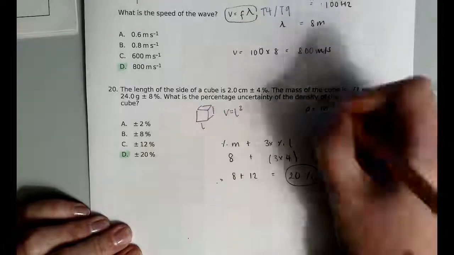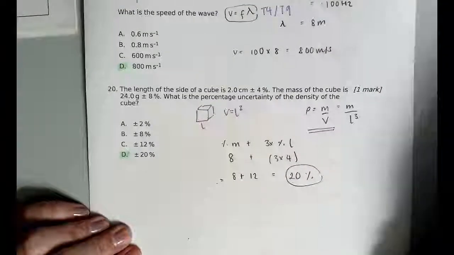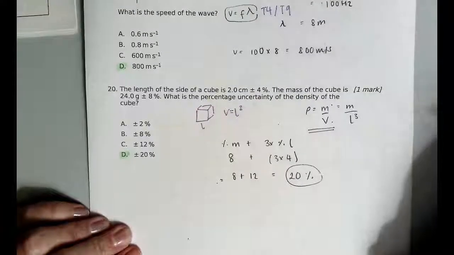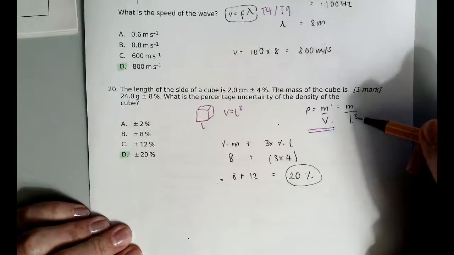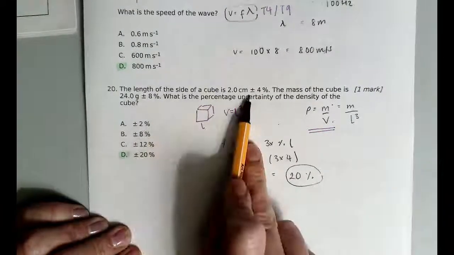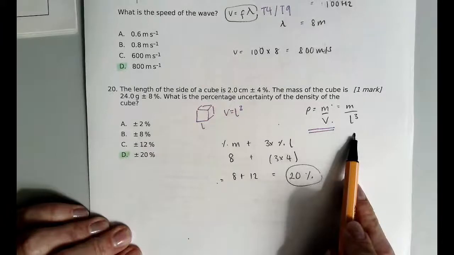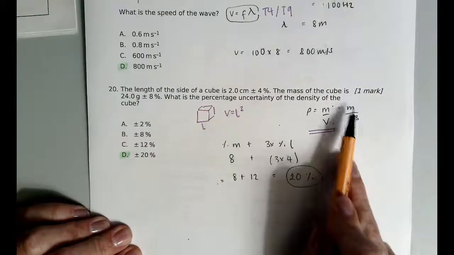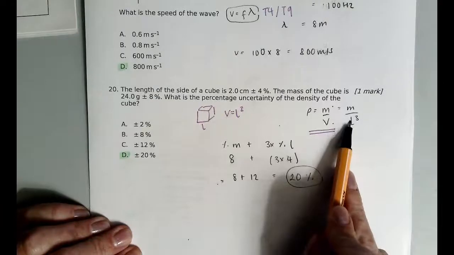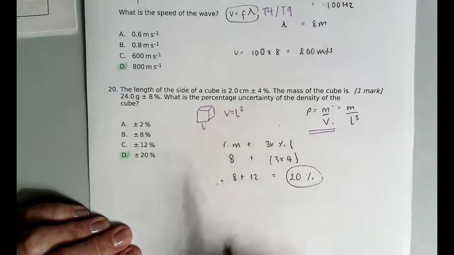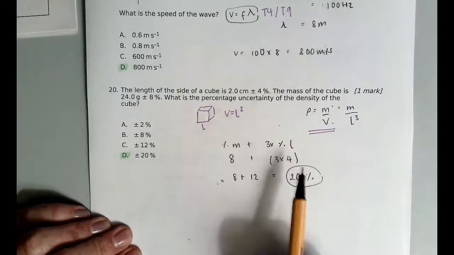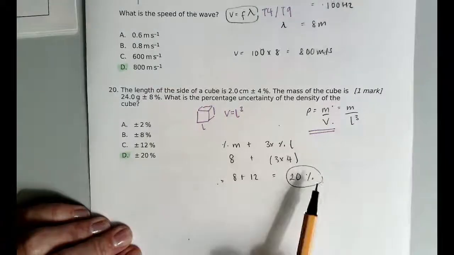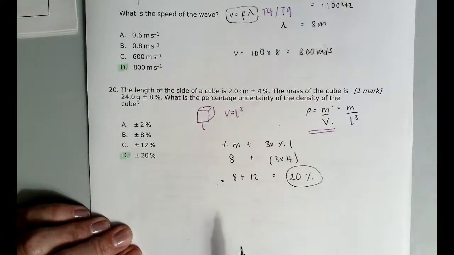Well, we write the density equation first. Density is mass divided by volume. I can express that in terms of length because that's what I've been given. Mass over length cubed. I find the percentage uncertainty in M, the percentage uncertainty in L times 3 because I've got it raised to the power of 3. And I add them together, and when I do that I get my final percentage, giving me 20. So there you go.